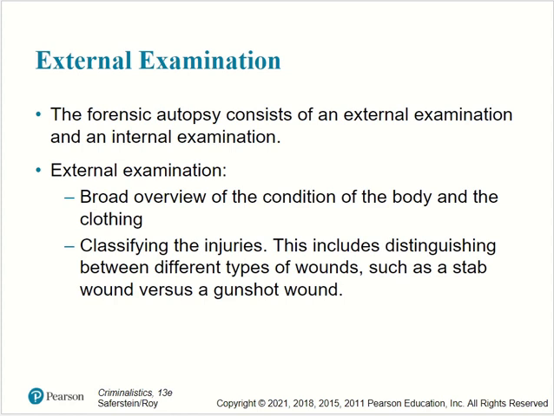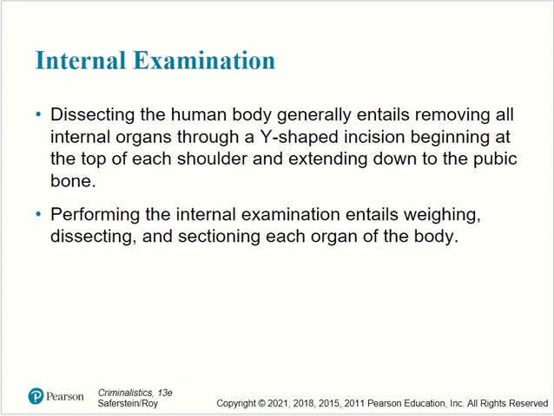External examination. The forensic autopsy consists of an external examination and an internal examination. External examination is a broad overview of the condition of the body and the clothing, classifying the injuries. This includes distinguishing between different types of wounds, such as a stab wound versus a gunshot wound.